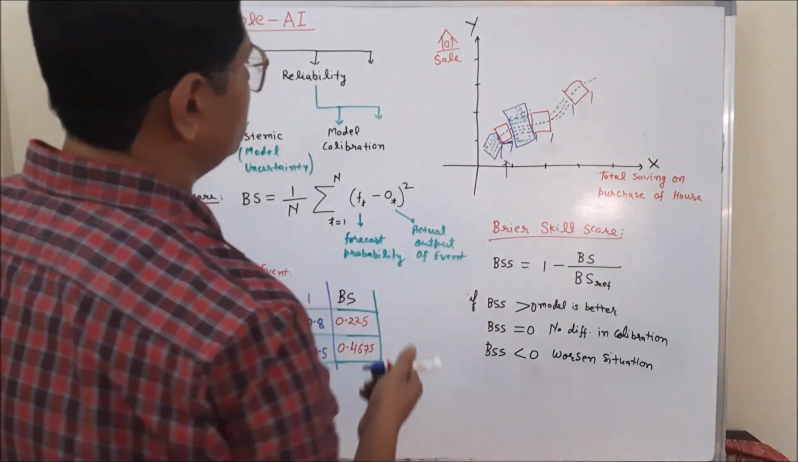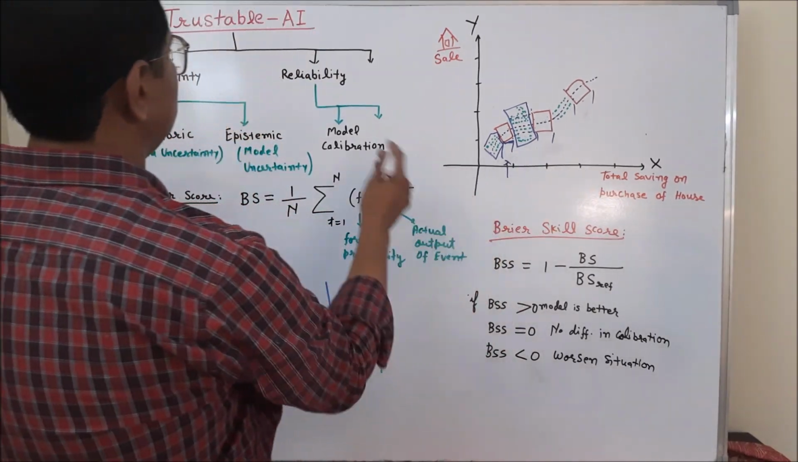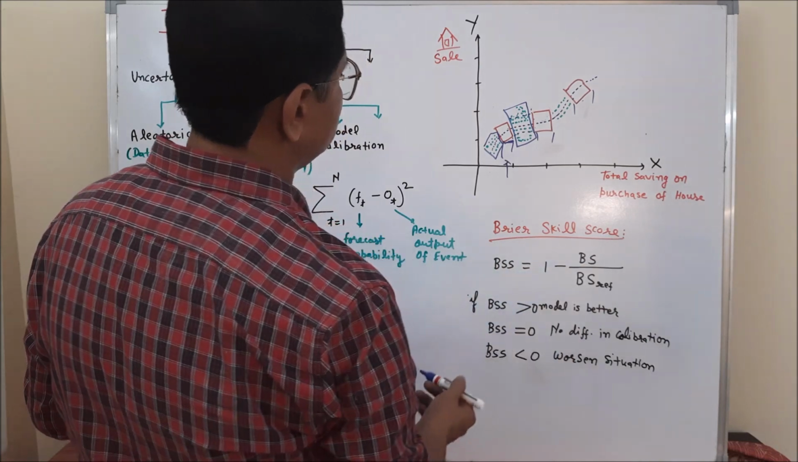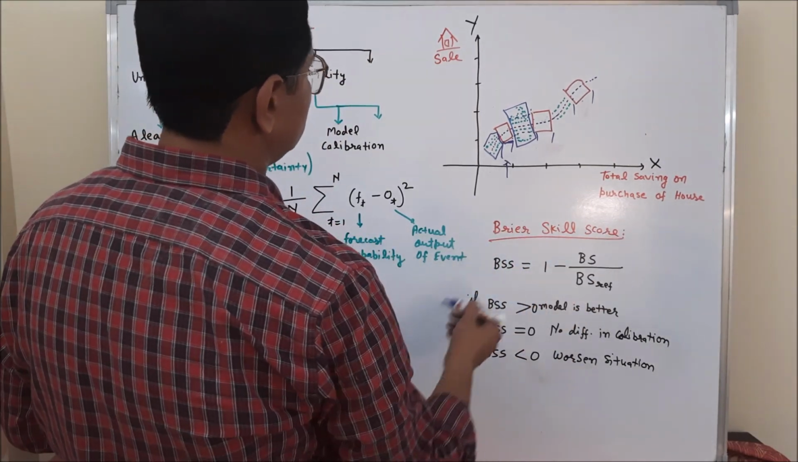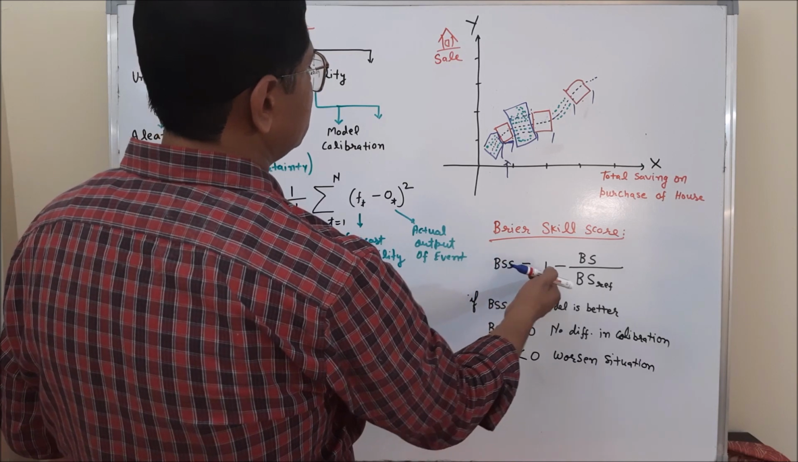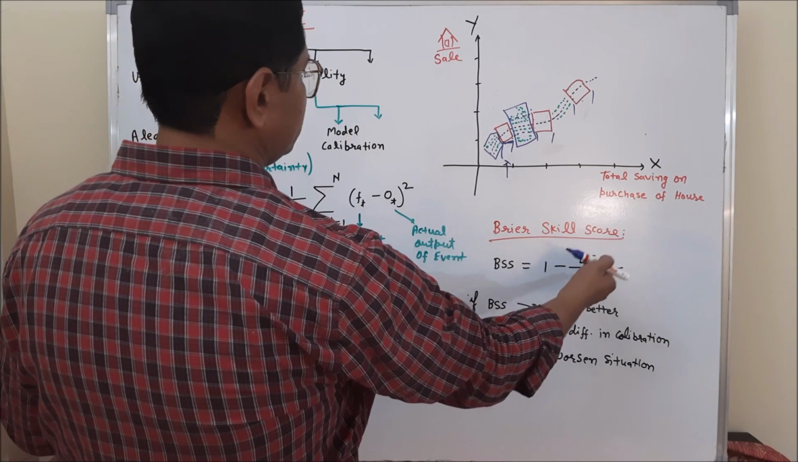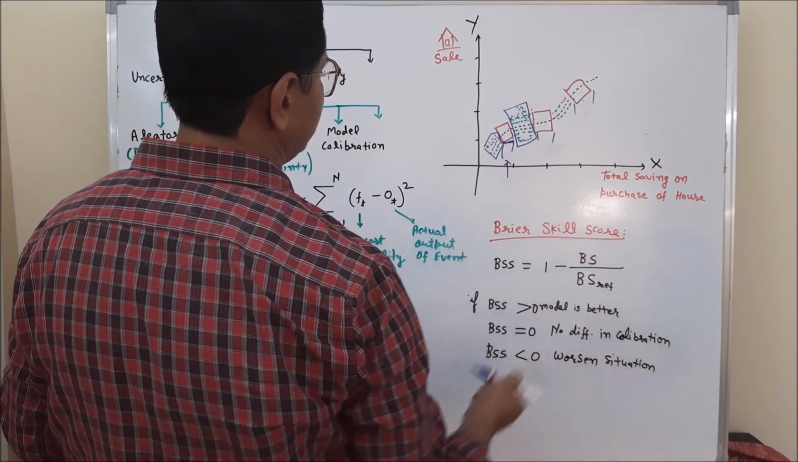We generally use one more scoring mechanism to achieve model calibration, which is known as the Brier skill score. In the Brier skill score, we use a reference model. So the Brier skill score is equal to 1 minus the Brier score of the given model divided by the Brier score of some reference model.